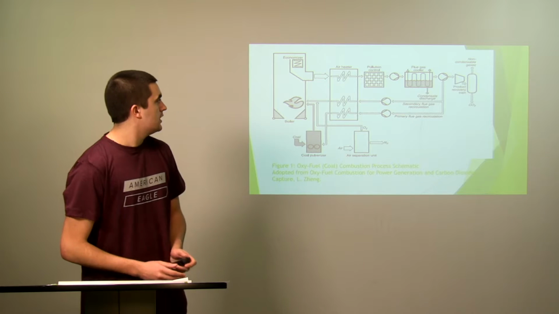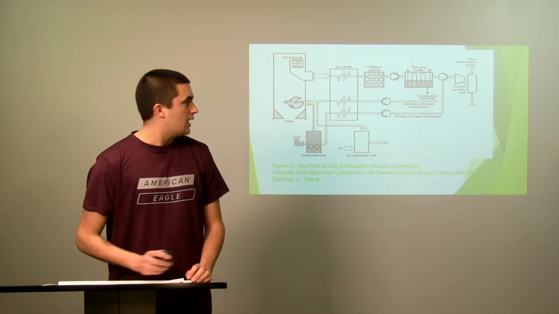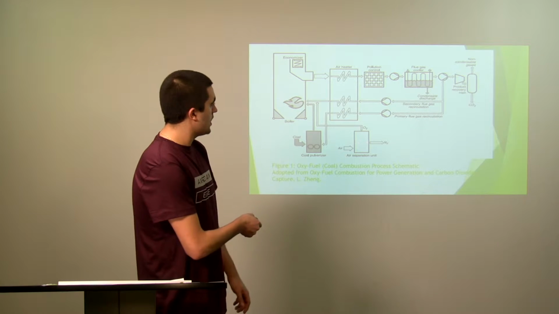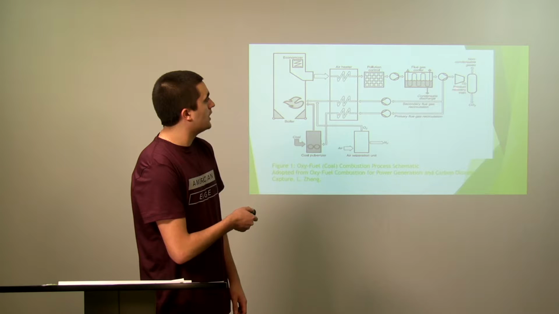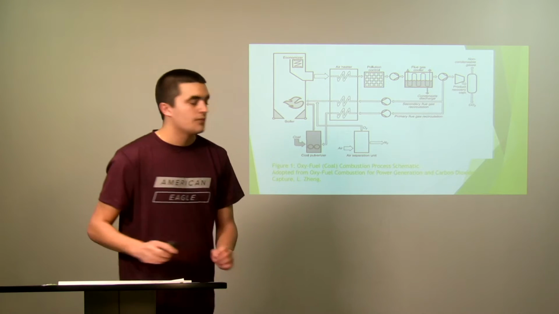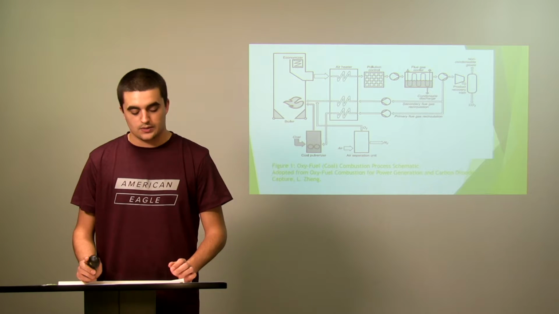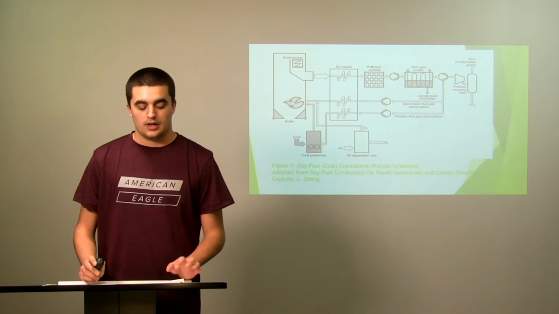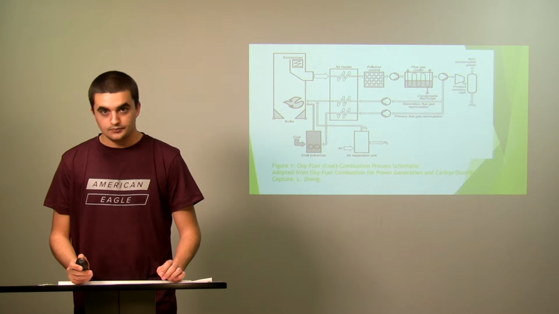In this slide we can see a basic schematic of a boiler system design with the added components of the air separation unit, the flue gas recirculation, and the carbon dioxide condenser. As you can see, it does not take many more components added to make the system work, which is why it's a very economically efficient option and is easily adapted.